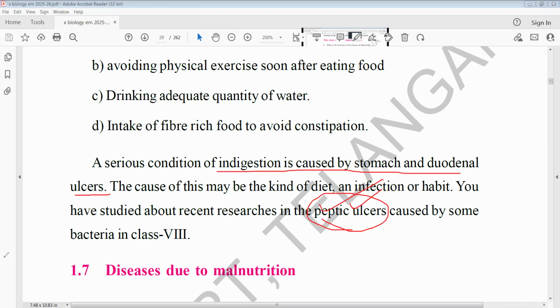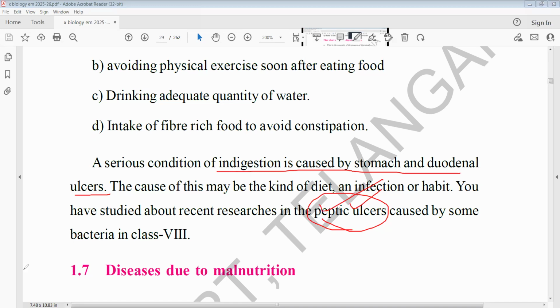We know that in our body, particularly in the stomach, Escherichia coli bacteria is there. It is needed for the digestion of the food material. But sometimes, if this bacteria is excessive, it leads to acidity as well as peptic ulcers.